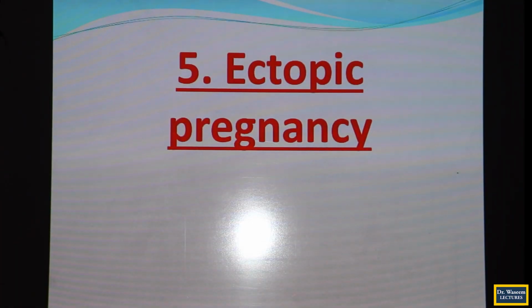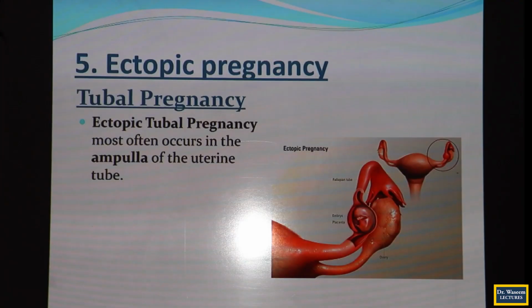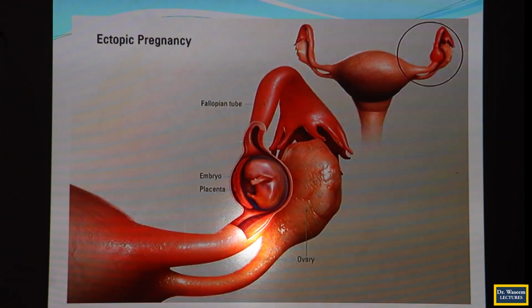Fifth condition is ectopic pregnancy. Ectopic pregnancy means implantation of the embryo at a site other than the uterine cavity. In more than 95% of cases, ectopic pregnancy takes place in the ampulla of the fallopian tube. That is why it is called a tubal pregnancy.